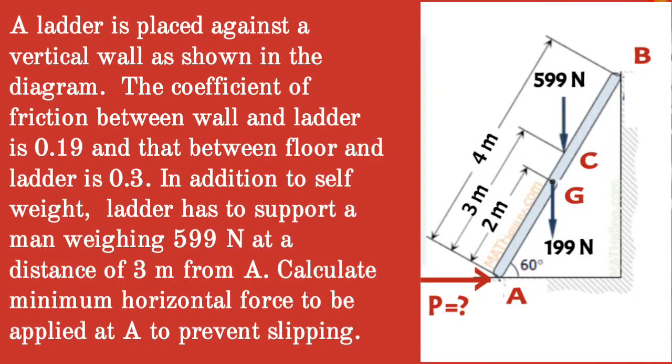Given question: a ladder is placed against a vertical wall as shown in the diagram. The coefficient of friction between the wall and ladder is 0.19 and that between floor and ladder is 0.3. In addition to self-weight, the ladder has to support a man weighing 599 Newton at a distance of 3 meters from A. Calculate the minimum horizontal force to be applied at A to prevent slipping.